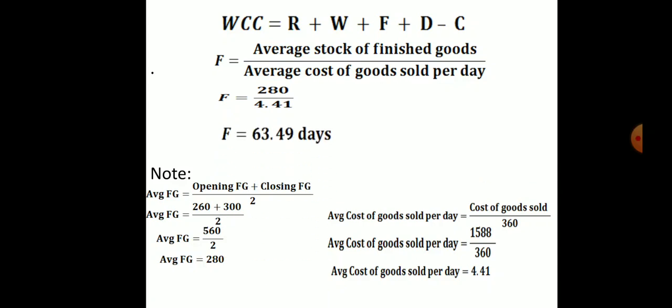So if you divide that, you will get 63.49 days. So from work in progress to finished goods, to come to the next stage, it will take almost 63.49 days to finish that product from work in progress to finished goods stage.